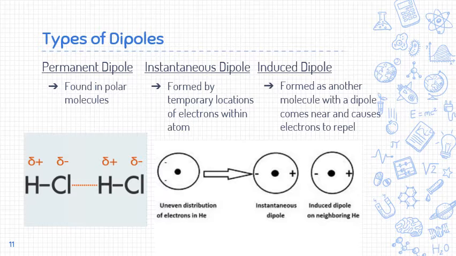This is in contrast to instantaneous or induced dipoles. So instantaneous dipoles happen temporarily based upon the location of electrons within an atom. So in this example below, we've got a helium atom, and helium's going to have two electrons, and those two electrons are just kind of floating around in that electron cloud model. We talked about that when we talked about atomic theory.